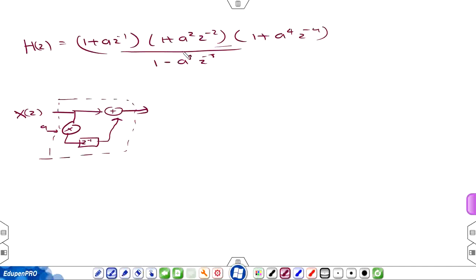Similarly, the second part can be drawn. These are in cascade, so the output of this first part will serve as input to this second part. This will be given to a multiplier, and the coefficient is now a square, and that will be delayed by z of minus 2, and then finally we will add these two terms. This is the second part.